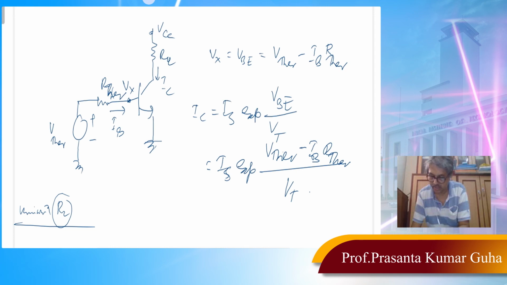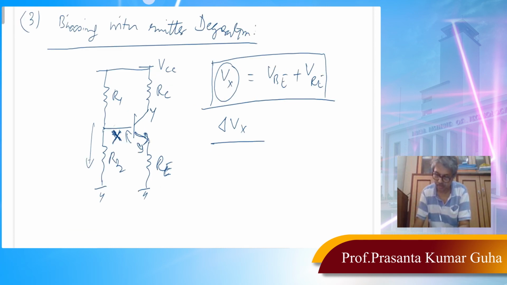But if we use a resistor here, that will do quite a lot of good as far as the Q point stability is concerned, because now a change in Vx will be absorbed not only in VBE but also in VRE. Okay, so that way we'll be able to stabilize this circuit.